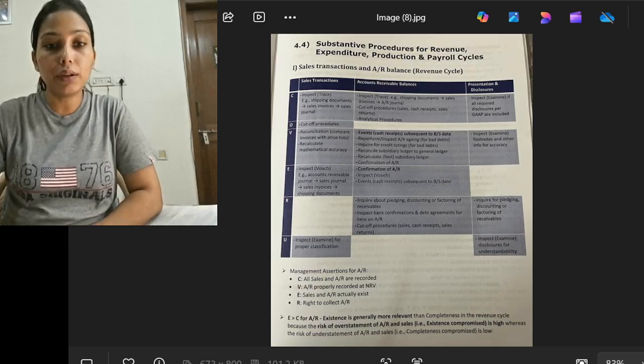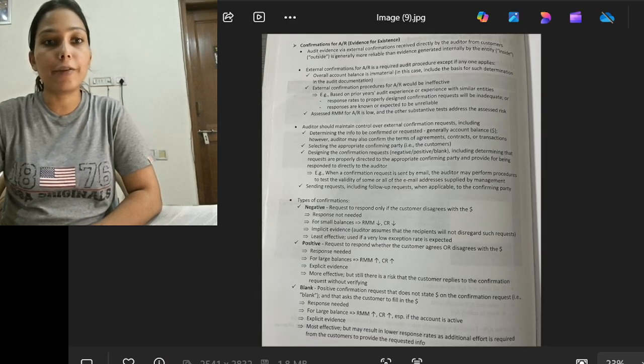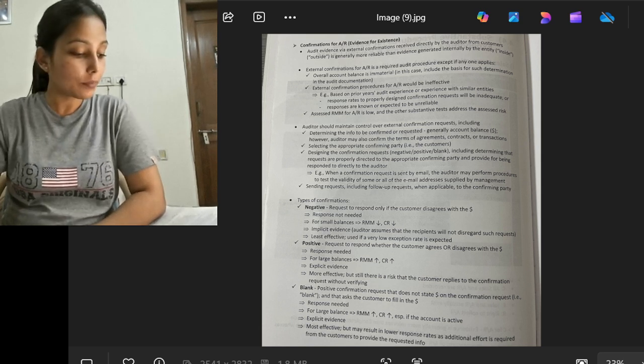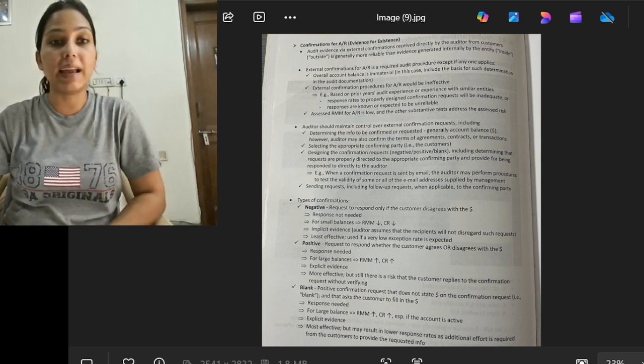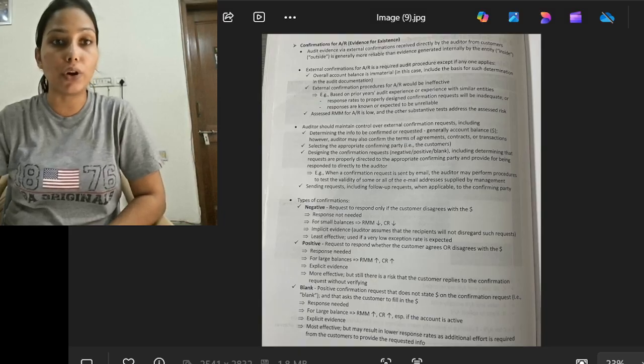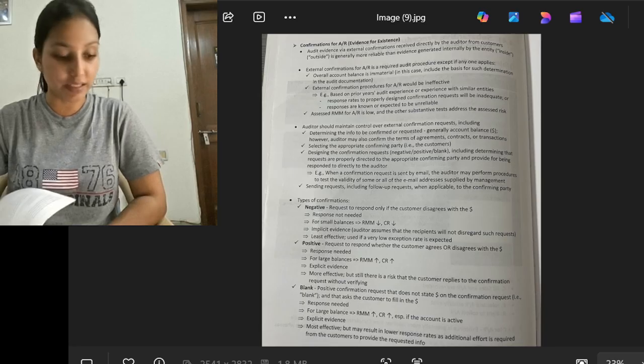So now we will discuss the confirmation of AR. Confirmation is the evidence of the existence, whether those AR exist on the financial statement or not, so that fulfills the assertion of existence.